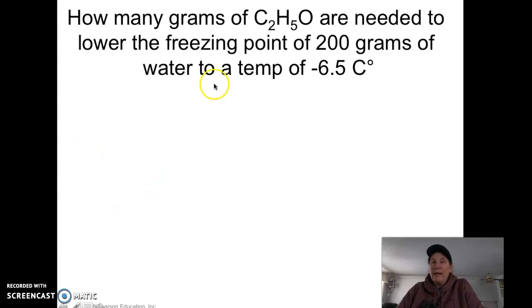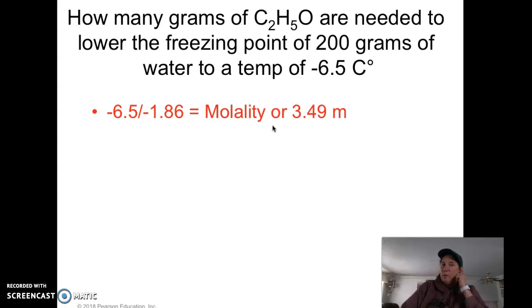And I know I'm adding C2H5OH. Okay, this is ethanol. So I'm going to add this to it, and I want to know how much do I need to add in order for it to freeze now at negative 6.5 instead of 0. Well, if you remember the formula for freezing point, you take the molality times the constant. If I know the change in temperature and I know the constant, if I divide those two, I'll get the molality. So again, that's just simple formula manipulation.